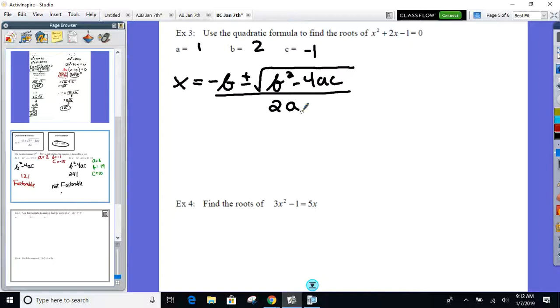All right. What was my B value? 2. So when I plug it in right now, this first part will become -2. What was my A value? 1. So when you plug it in the denominator, it'll be 2. And you know what? I'm not doing a darn thing underneath that radical. I'm not substituting in anything.